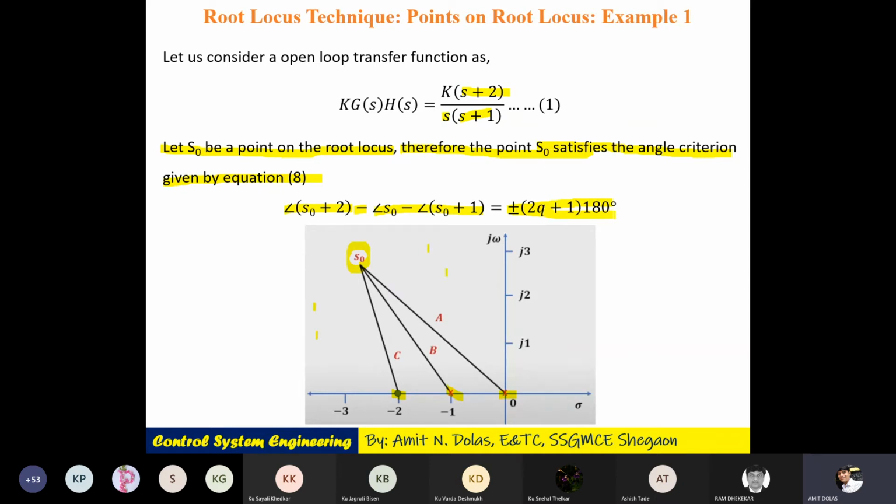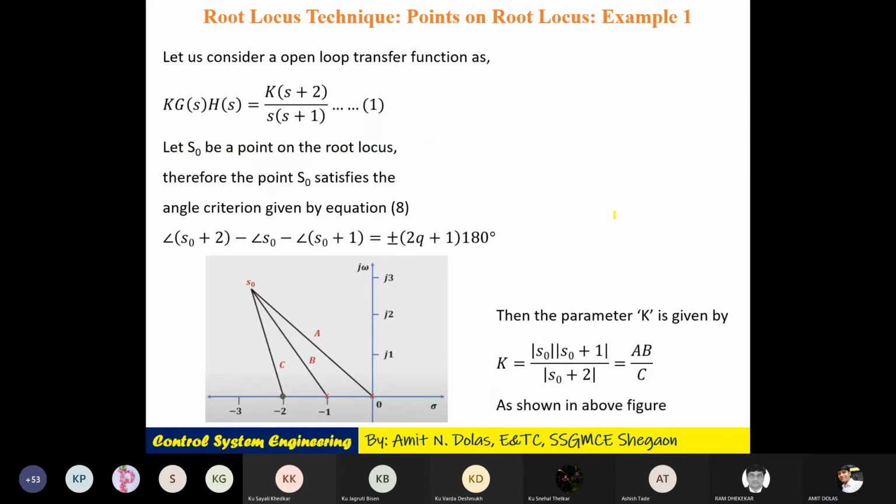Okay, then in this equation let S0 be a point on the root locus. I repeated this.